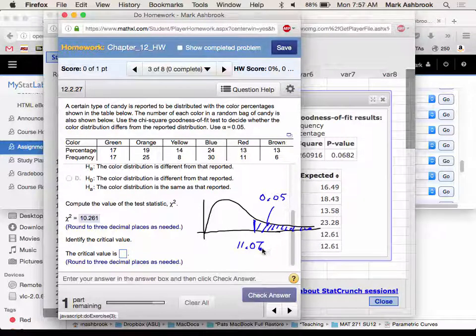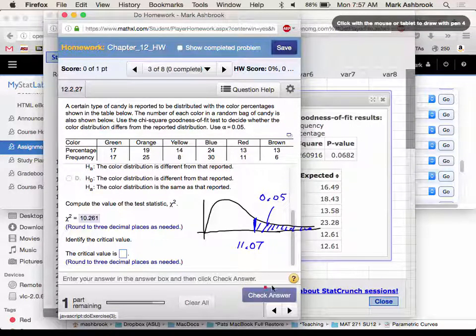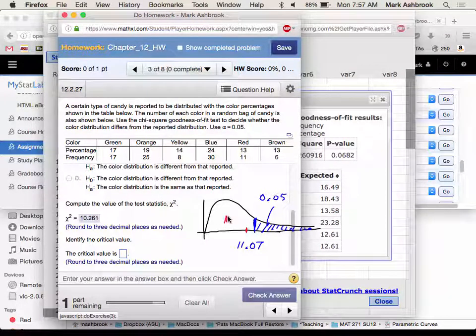11.07. You got that? You got that too, Gina? 70. Yeah? Okay, so at the 5% significance level, our critical value is 11.07. What was our test statistic? 10.261. Okay, is it in the reject or the non-reject region? Non-reject, at the 5% significance level.